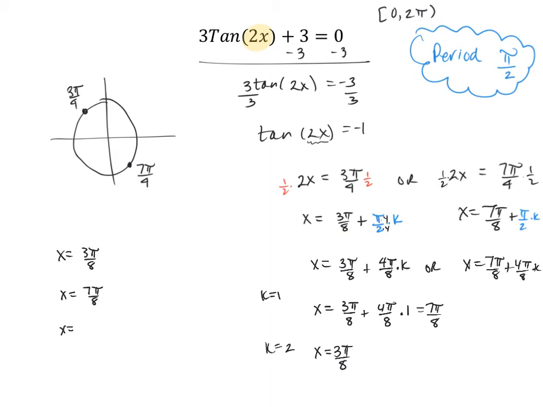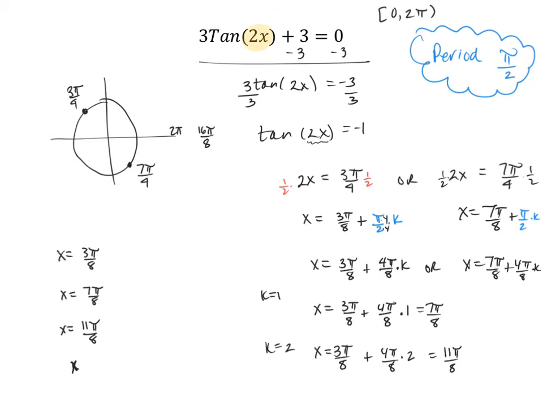And let's do 2 rotations. All right, so here we go. Here's my period. Go around twice. So that would get us to 11 pi over 8. Okay, next one. And we just need to keep on going until we hit 2 pi. And 2 pi in eighths would be 16 pi over 8.